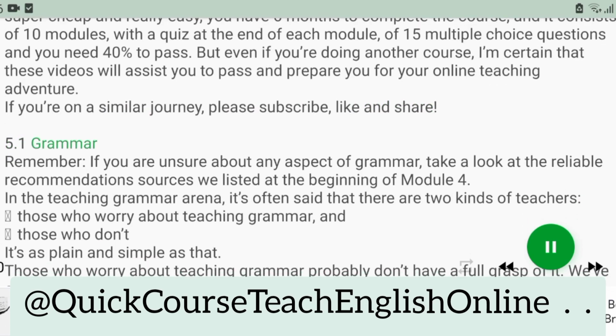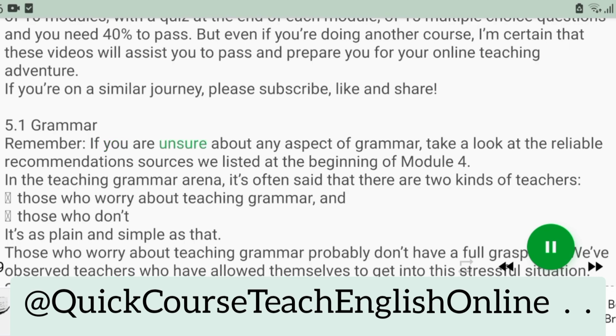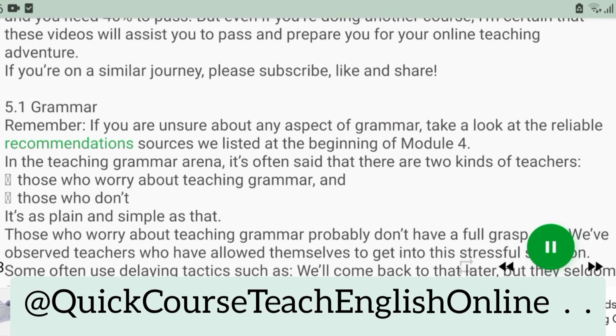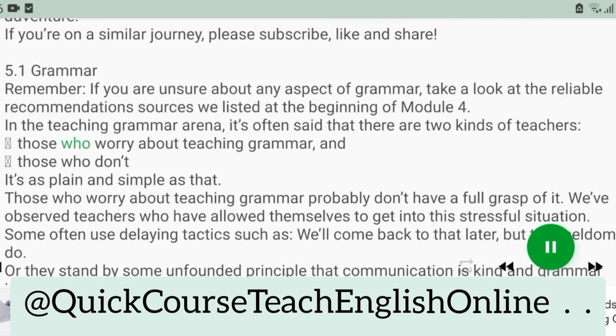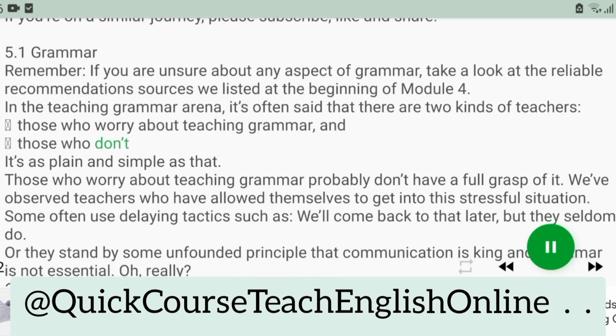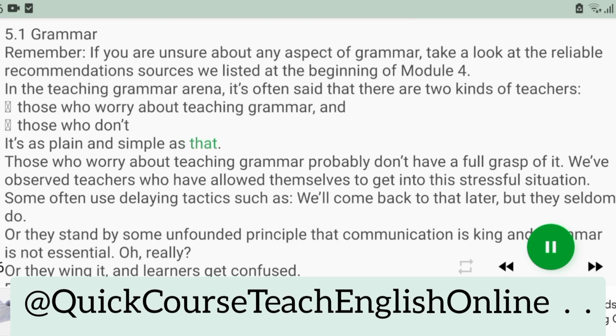5.1 Grammar. Remember, if you are unsure about any aspect of grammar, take a look at the reliable recommended sources we listed at the beginning of Module 4. In the teaching grammar arena, it's often said that there are two kinds of teachers: those who worry about teaching grammar, and those who don't. It's as plain and simple as that.